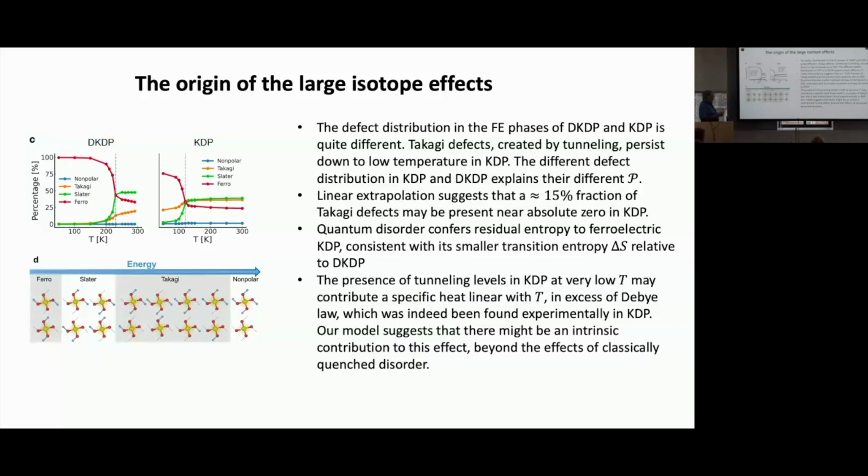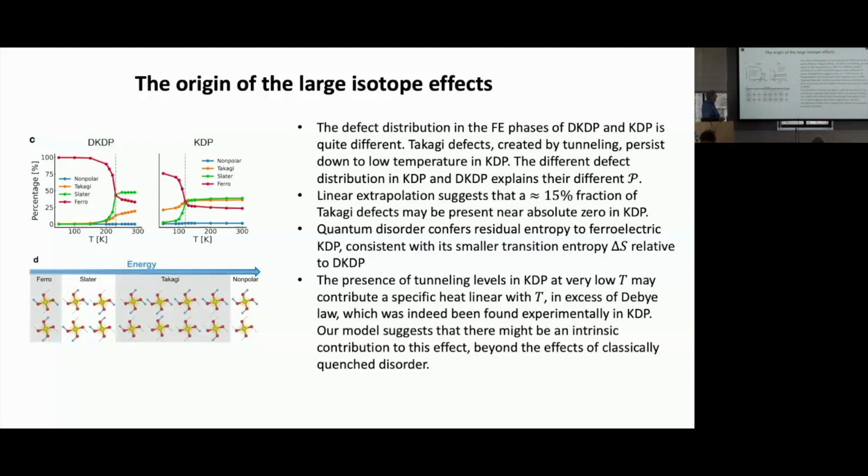Now, what is the origin of the isotope effect? Well, since we know all the configurations, we can project all the configurations on these phosphate units that were originally introduced by Slater and then by Takagi. And we find that the units that have an even larger violation of ice rules never happen, but these units happen.